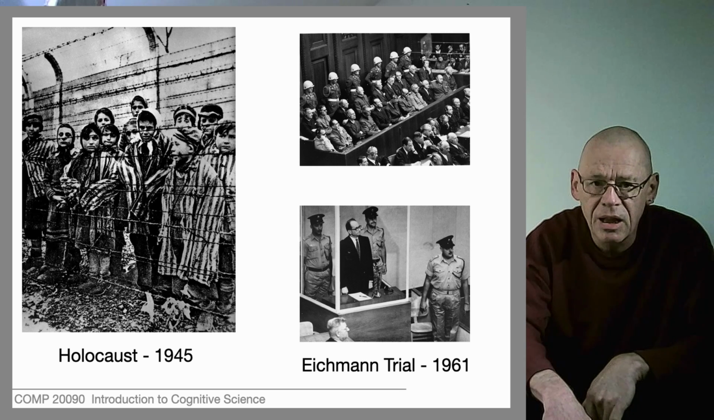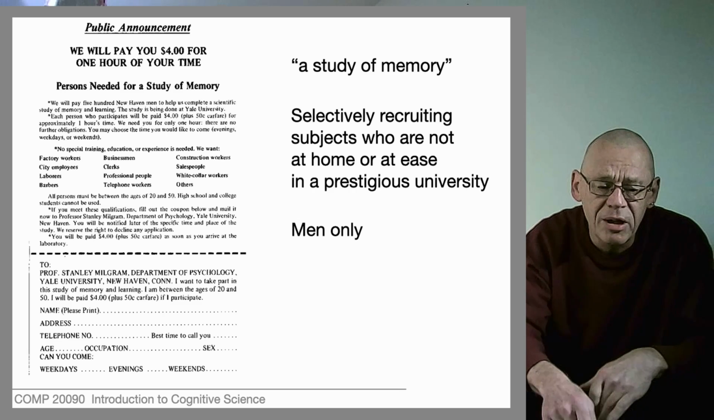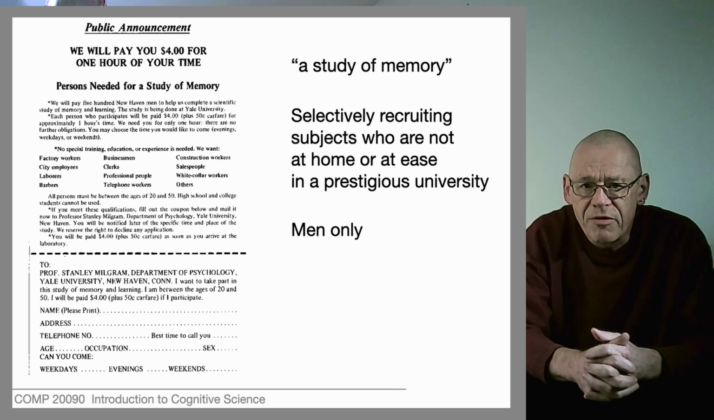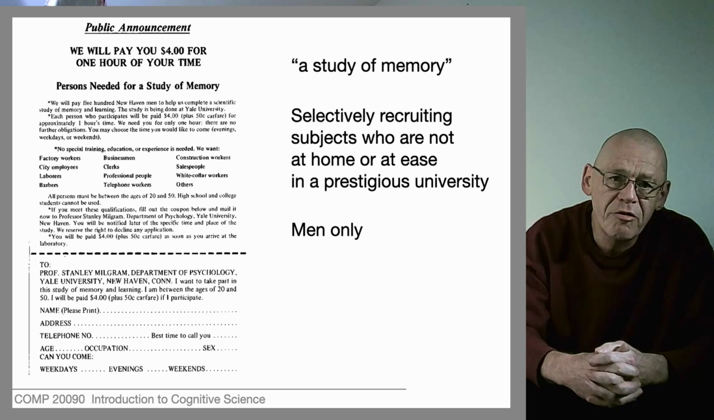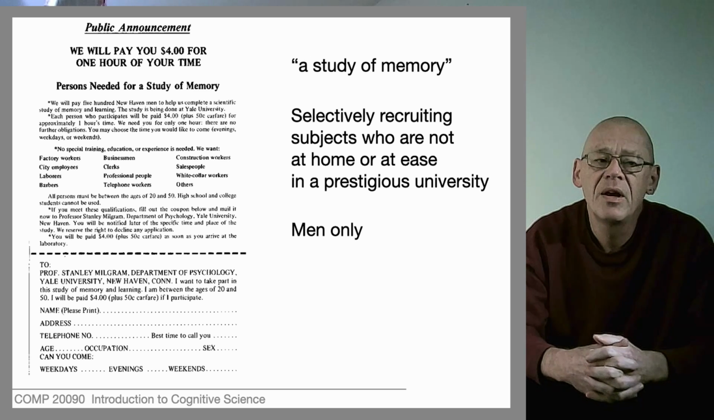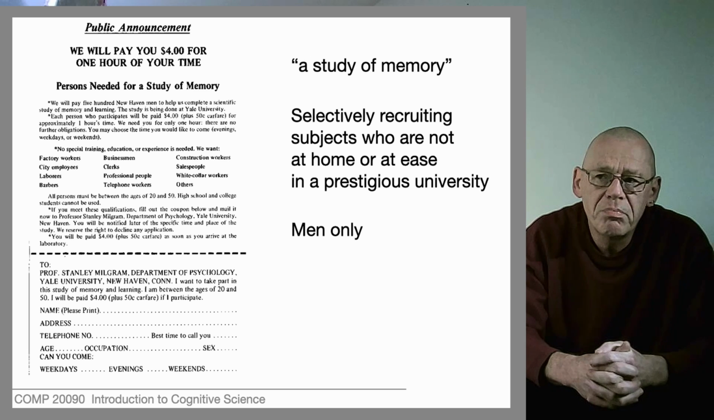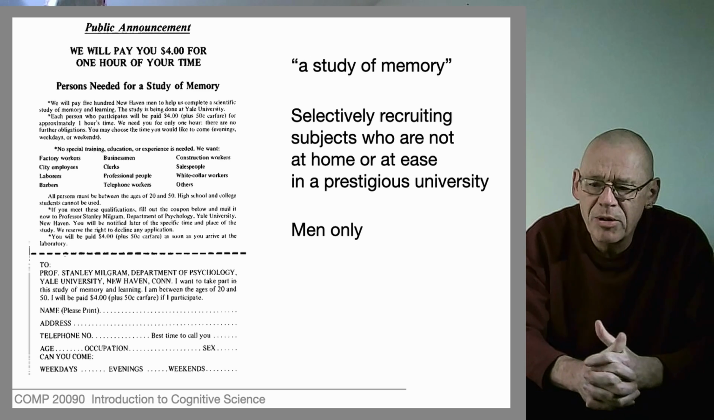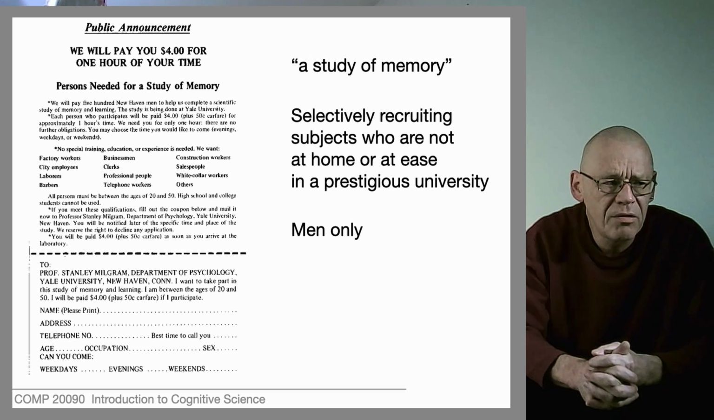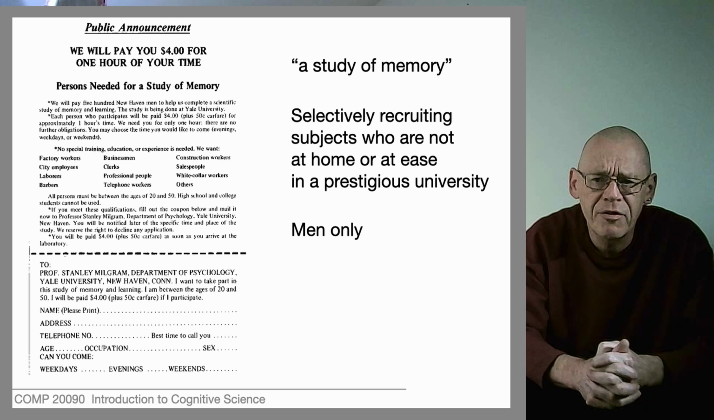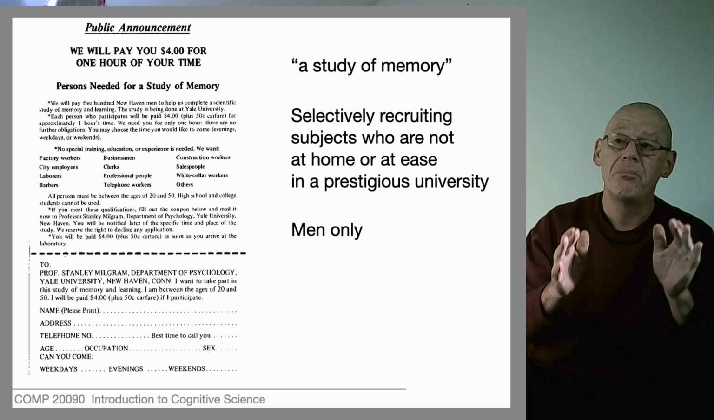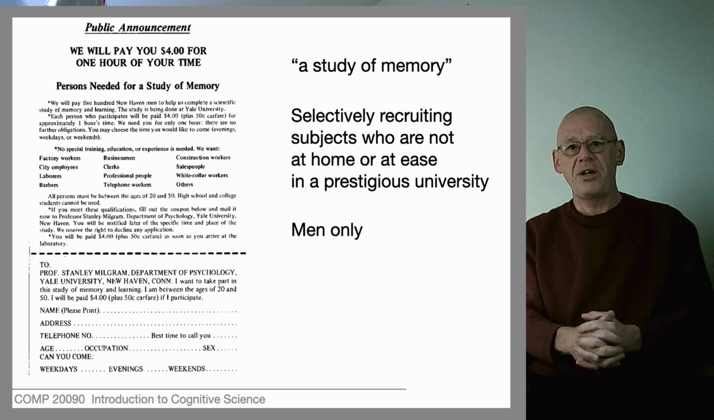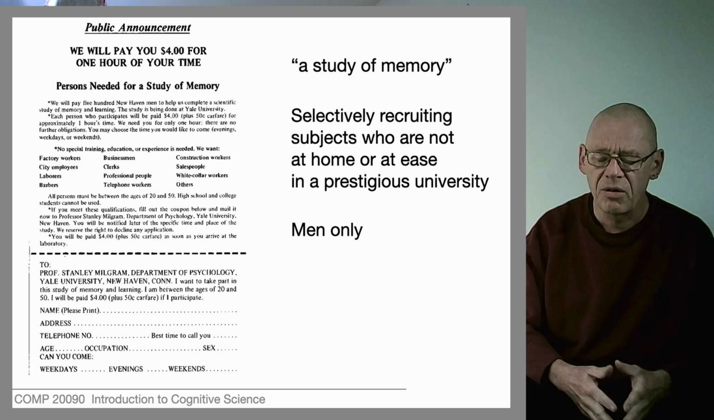So certainly not a light theme. In the Milgram experiments, advertisements were placed in the local paper, shown here: persons needed for a study of memory. The advertisement made it clear that they wanted people to come and be subjects in the experiment who were unfamiliar with the university environment. They were specifically going after working class people, people who had not been to university, and they were asked to come and take part in a study of memory at a prestigious university. Yale University is one of the Ivy League universities.